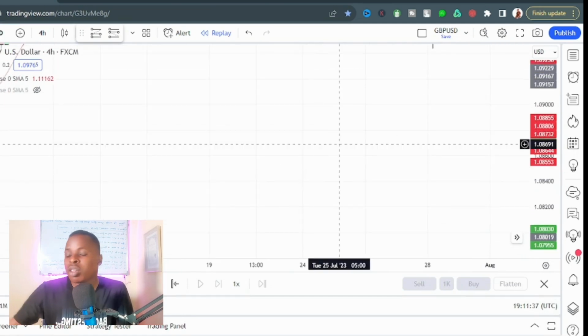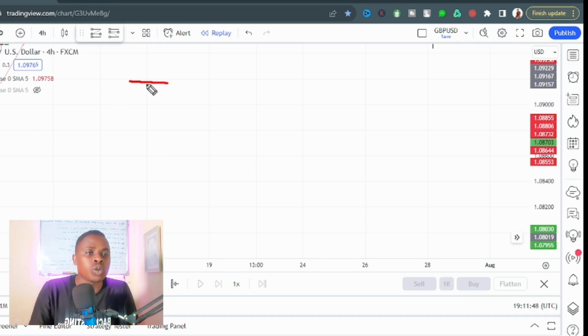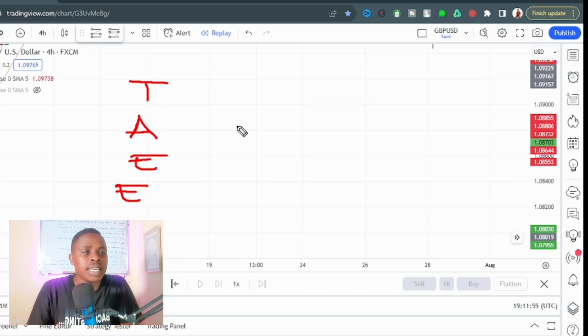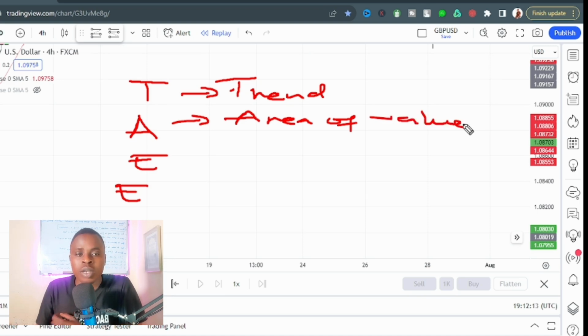For you to build a strategy, there are different ways and different tactics that you can use, but the one that I favor the most is if I can get to know this thing called the TAEE, right? So the TAEE simply means I first want to identify the trend of the market that I'm trading in. And the next thing that I want to do is identify an area of value. So what is an area of value? An area of value is an area where the market is likely to reverse.